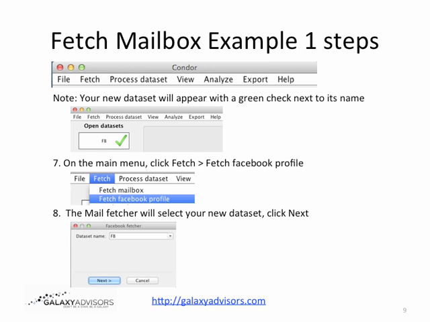A note, after you do that, your dataset will appear with a green check next to its name. That means it's the active dataset. In step 7, on the main menu, click Fetch, and this time choose Fetch Facebook Profile. The fetcher will select your new dataset and just simply click Next.